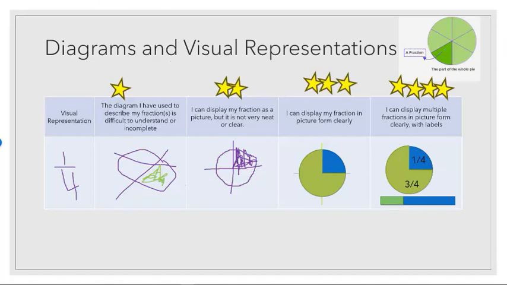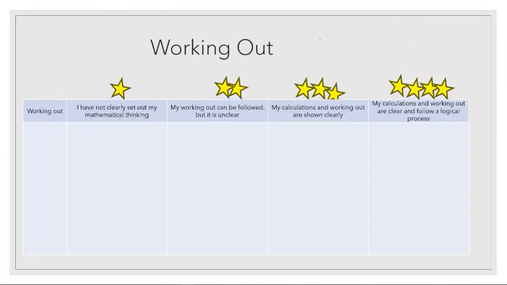So that is where we're saying working out. Working out: I have not clearly set out my mathematical thinking. So that's where you might go, there's my quarter, like I said before, you've shaded that in there like that, and you haven't necessarily shown what you were thinking. You might write 1/4 is the answer to whatever calculation you're doing, but you're not actually explaining what you've done. Next one is my working out can be followed, but it is unclear.